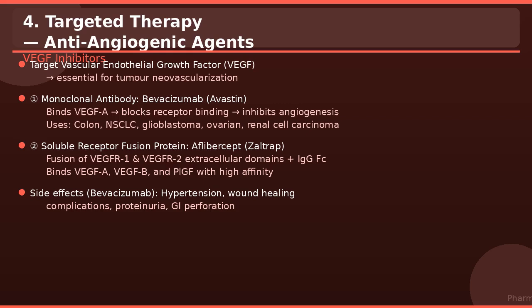The second subtype is soluble receptor fusion proteins, such as aflibercept or Zaltrap. Aflibercept consists of the extracellular binding domains of VEGF receptor 1 and receptor 2, fused to the Fc portion of human IgG. It binds VEGF-A, VEGF-B, and placental growth factor with very high affinity, acting as a VEGF trap.